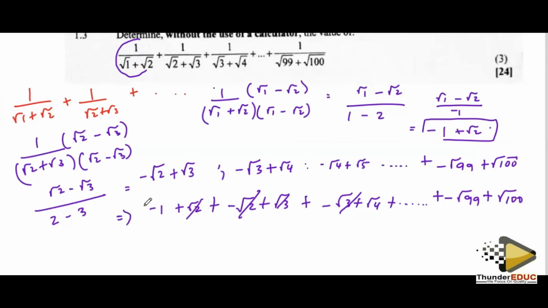So I'll only be left with negative 1 and then the last expression, which is square root of 100, which I know is a 10. So negative 1 plus 10 gives me a 9. So that is how I approached this question.